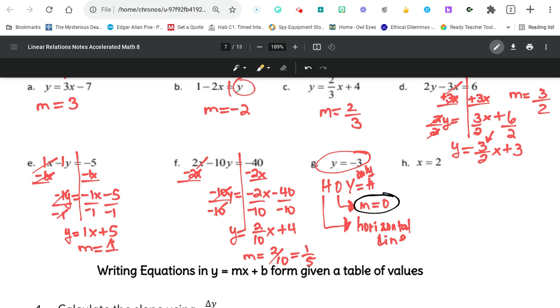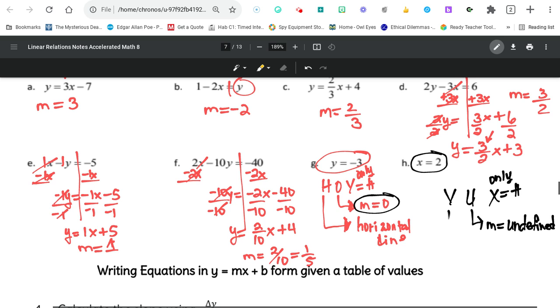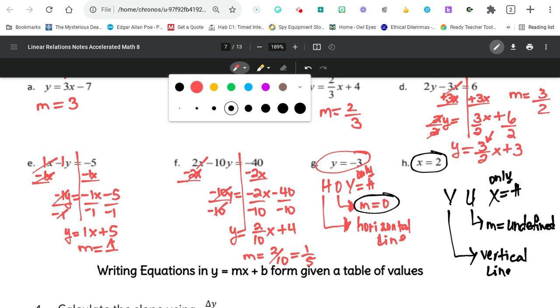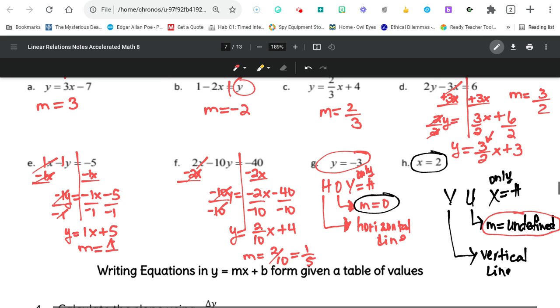All right, so for H, it's one of the special ones. X variable with no y variable. So you're going to remember VUX. Here you have only an x equal to a number for your equation. So your slope is undefined. The U stands for undefined. And if you were to graph that, it would form a vertical line. But we're not concerned about the type of line or the graph at this moment. We're just concerned about the slope. So the slope here would be undefined.